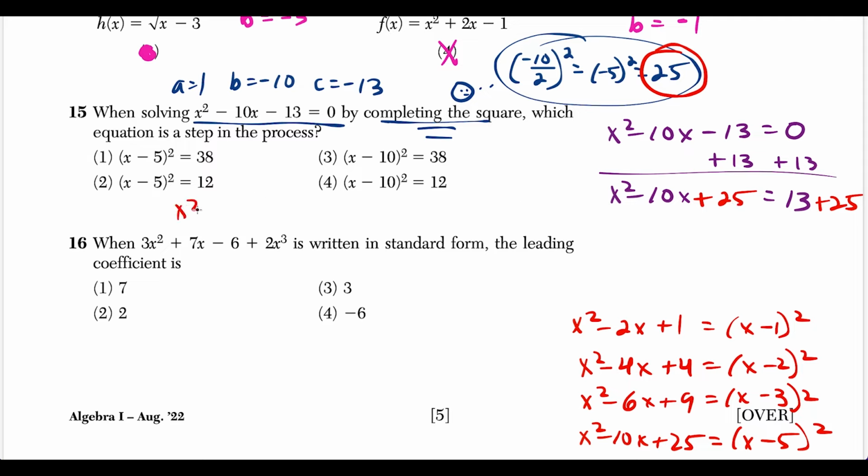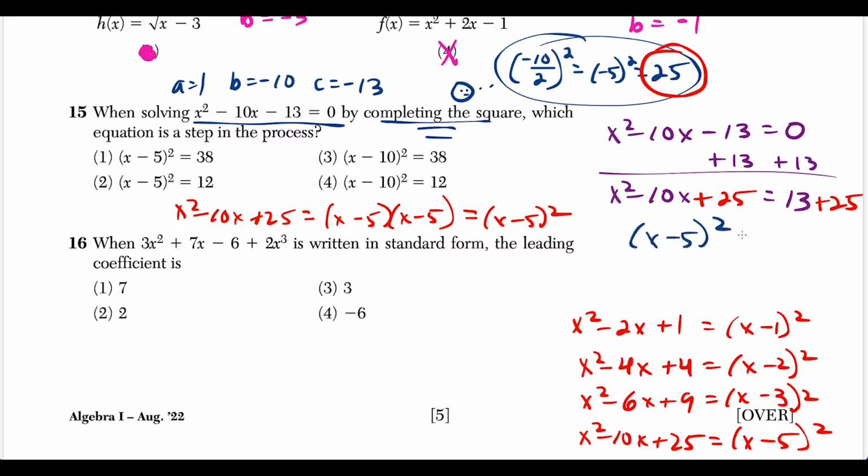So just know in general this, if I had to do this the long way, is going to be x minus 5 times x minus 5, because negative 5 plus negative 5 is negative 10, and the product of negative 5 and negative 5 is positive 25. But this I could just simplify like this. So now I have, and I'll just write this in a different color here, x minus 5 squared on the left is equal to 13 plus 25 is 38. So now when we scan the answer choices here, this is going to match up with choice 1.